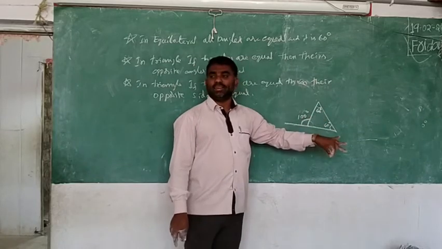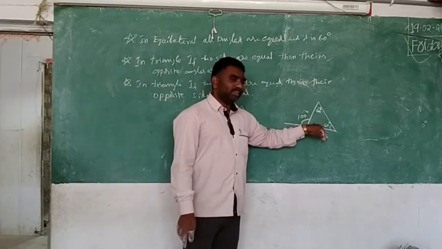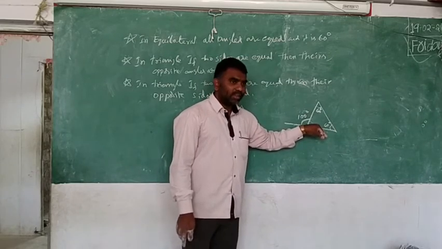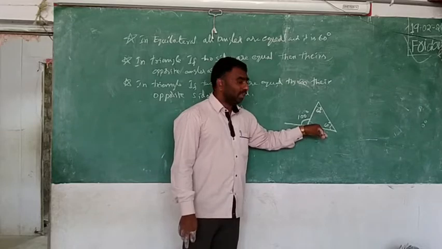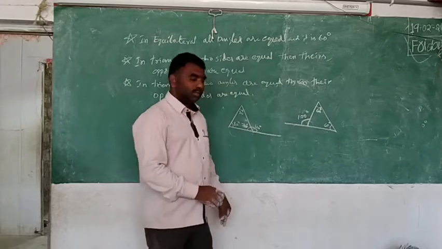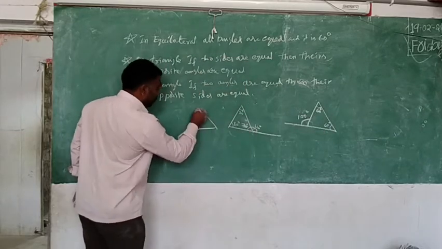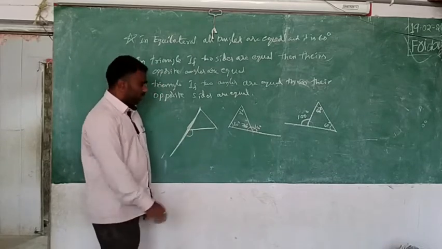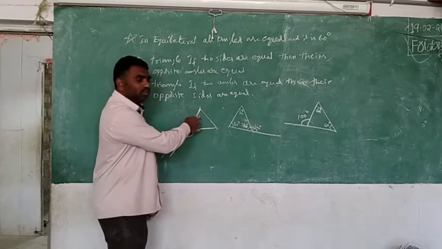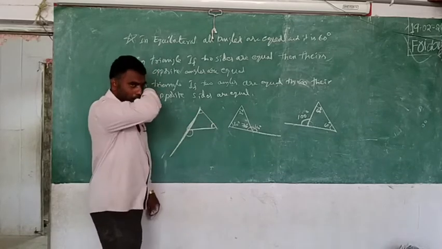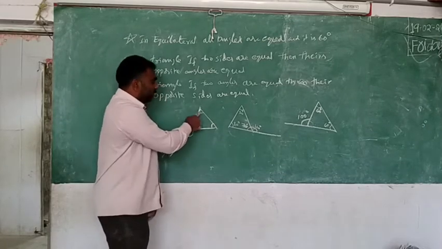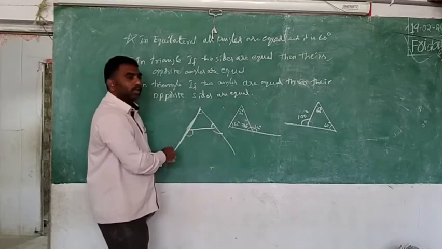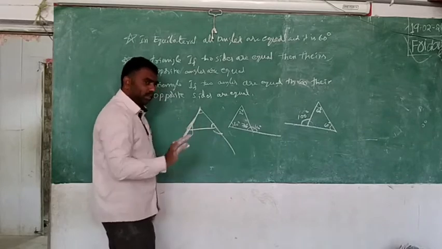Only opposite interior angles, not side. This side by side interior angle you should not add. So which two do you have to add compulsorily? Opposite. These two you have to add. Suppose I want to find this angle. Which angles do I need to know? These two. By adding these two, I will get this. I think you understand, no?